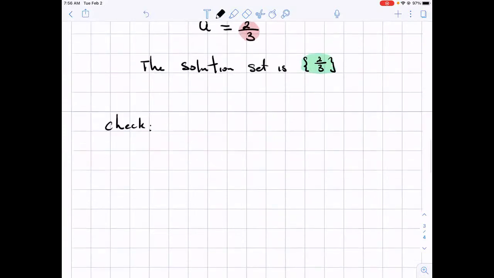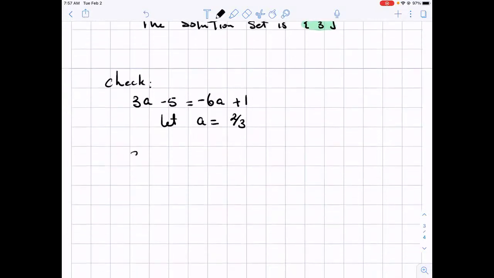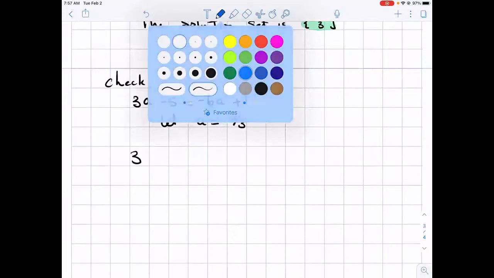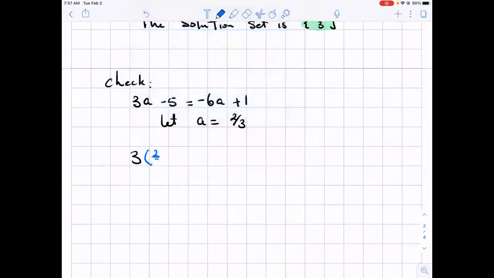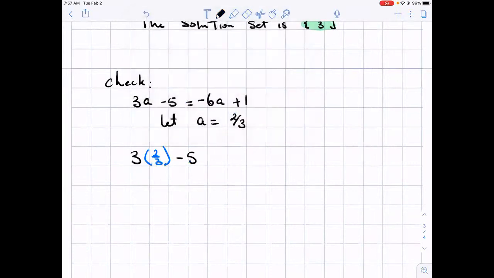So we were given 3a minus 5 is equal to minus 6a plus 1. And now let a equal 2/3. So what we do, we replace everywhere we see a, we replace it with 2/3. Okay? Every time I see an a, I'll replace my a with 2/3.